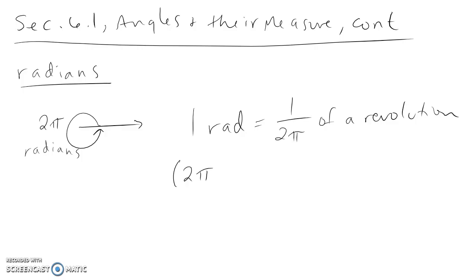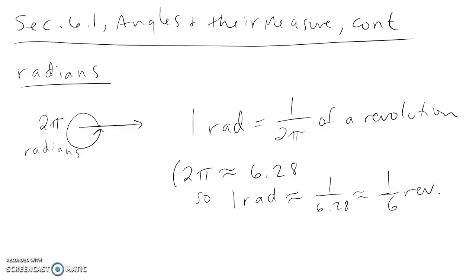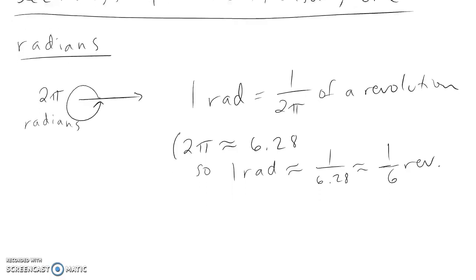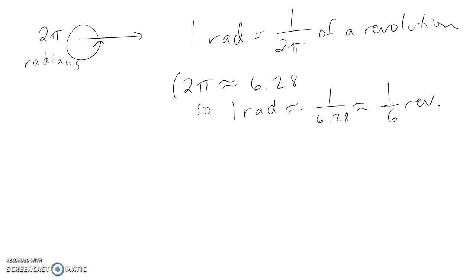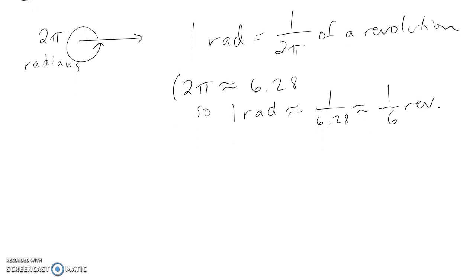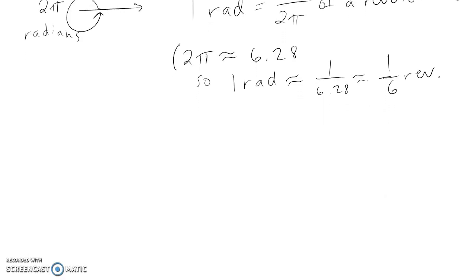Keep in mind that the quantity 2 pi is approximately 6.28, right? So 1 radian is approximately 1 over 6.28, which is approximately 1/6 of a revolution. So a radian is way, way bigger than a degree, right? Because 1/6 of the way around is a lot bigger than 360th of a way around.